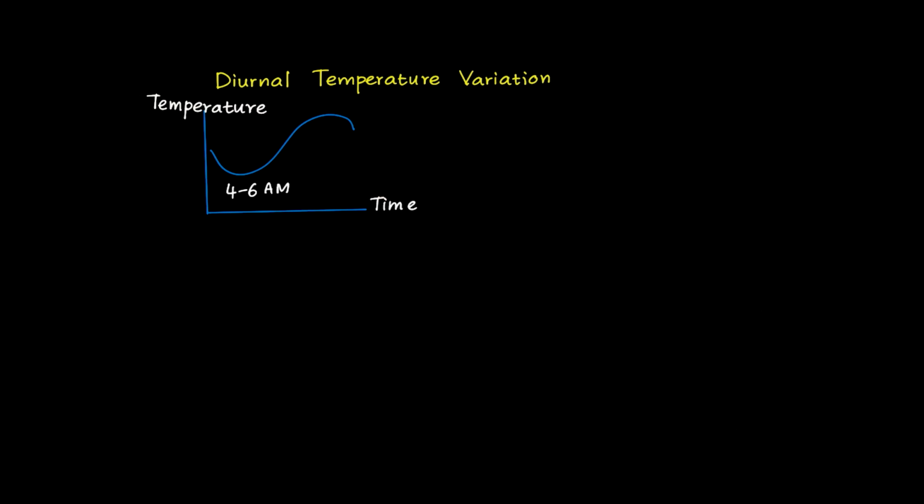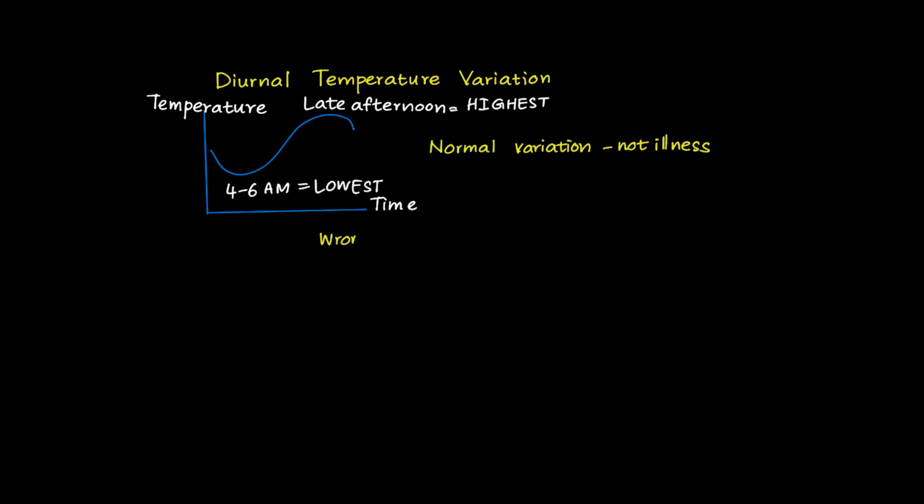The lowest point hits in the early morning hours, roughly between 4 and 6 a.m., and the peak happens in the late afternoon and early evening. This is completely normal physiology, not a sign of illness. The variation can be about 1 degree Fahrenheit. The other answers try to explain the difference but fall short.